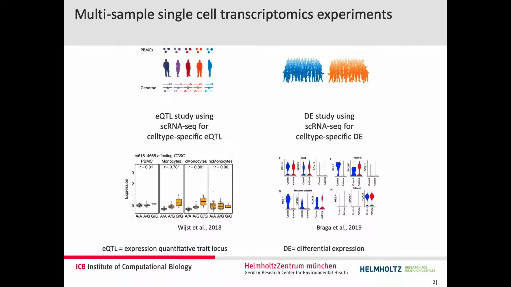The same kind of analysis can also be done in general for any kind of differential expression analysis, where we compare differences between groups in a population. That's here a plot from a study from the Lung Cell Atlas where they compared asthma patients and controls and also found several genes with cell-type specific differential expression. So as you see, single-cell RNA-seq provides very valuable information for multi-sample experiments.